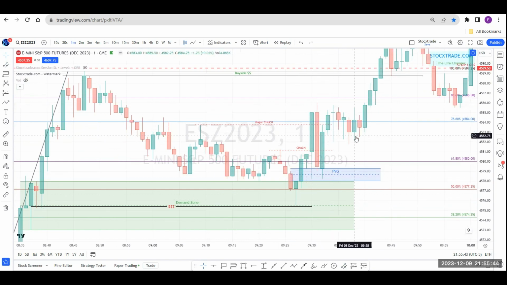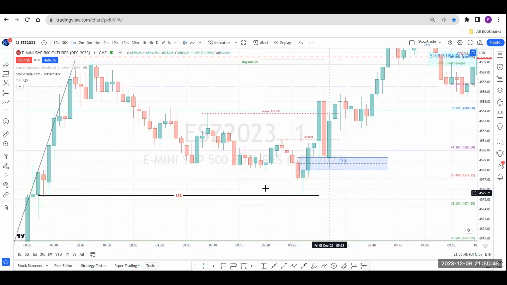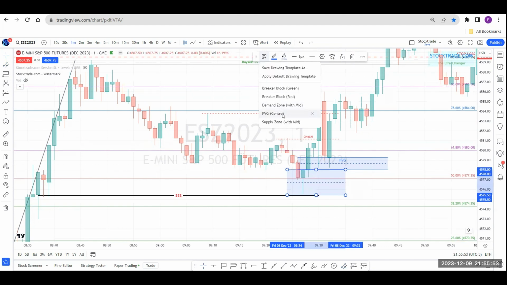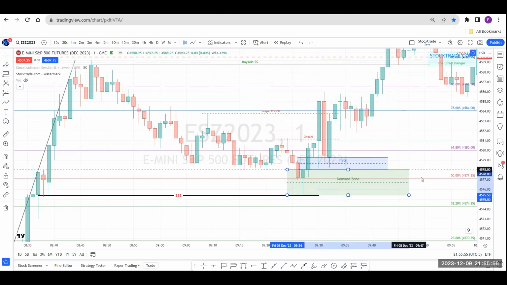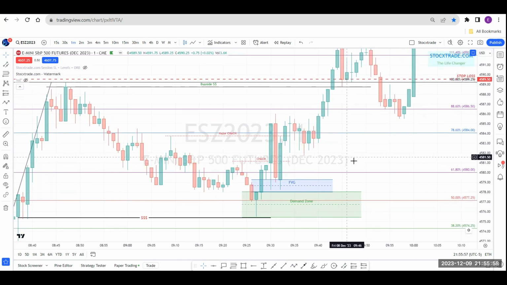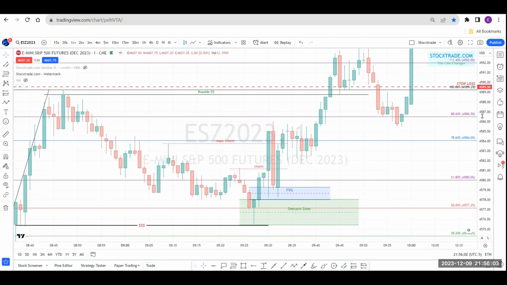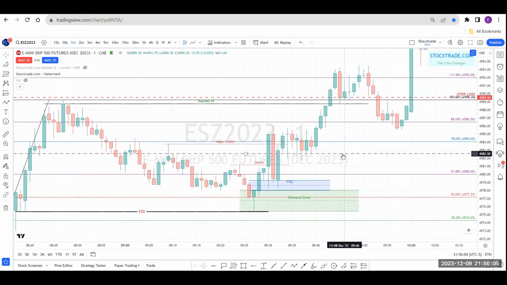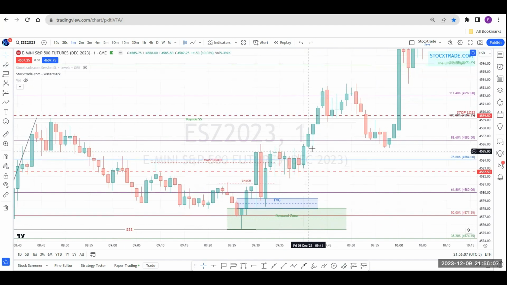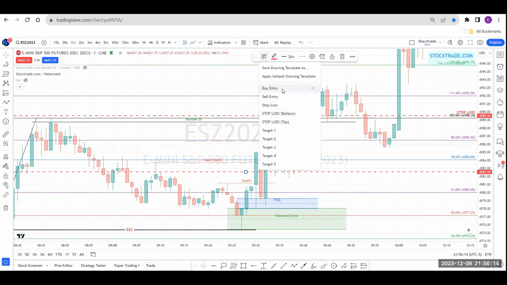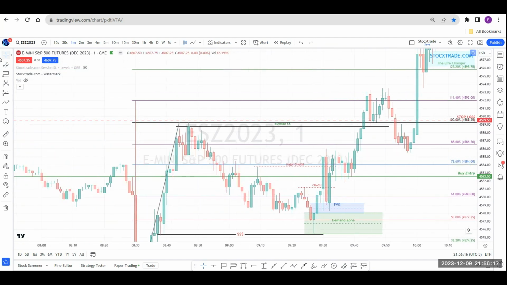And once the price was going up, your new demand zone is here. Just above the demand zone, you have the fair value gap. So if you enter here with a market order, you might get the entry here, because it is the 9:30 opening bell. Your buy entry will be here. Okay. So what you can do is just take the liquidity.